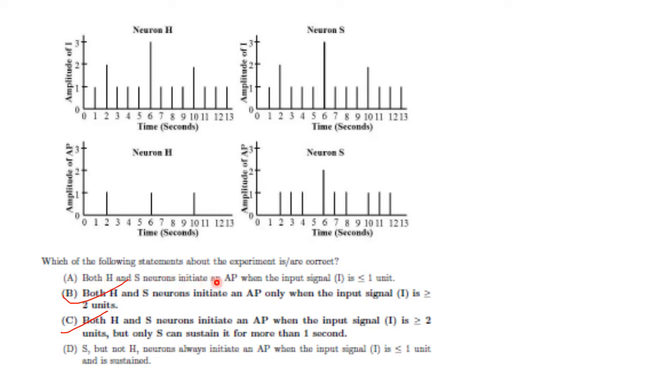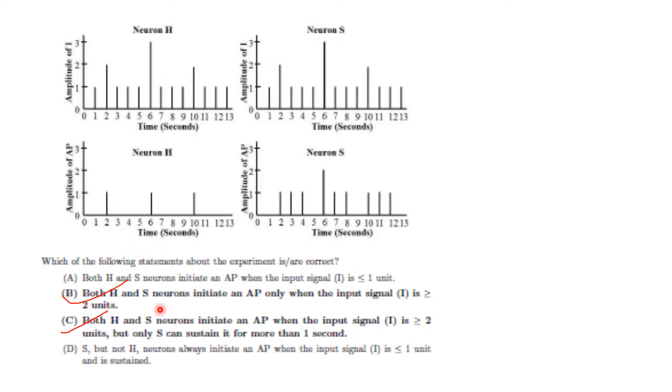Both H and S neurons initiate an action potential when the input signal I is less than or equal to 1. So when the input signal is 1, that is over here, for H, and for S also the input signal is 1, they don't generate an action potential. See here also there is no record at a time of 1 second, and here also there is no reading at time 1 second. So the statement that both H and S neurons initiate an AP when the input signal is less than or equal to 1 unit is wrong. They don't initiate an action potential.